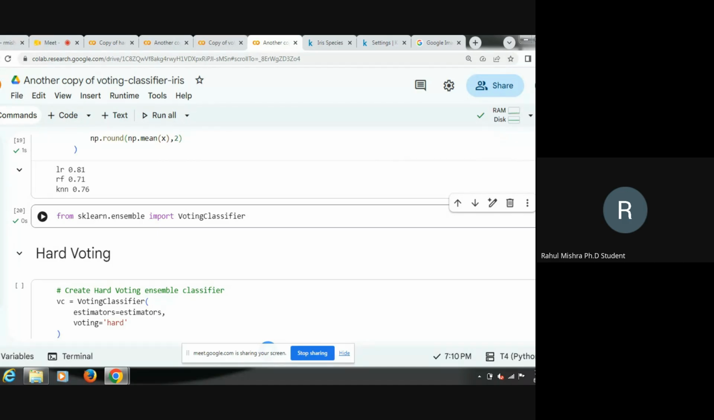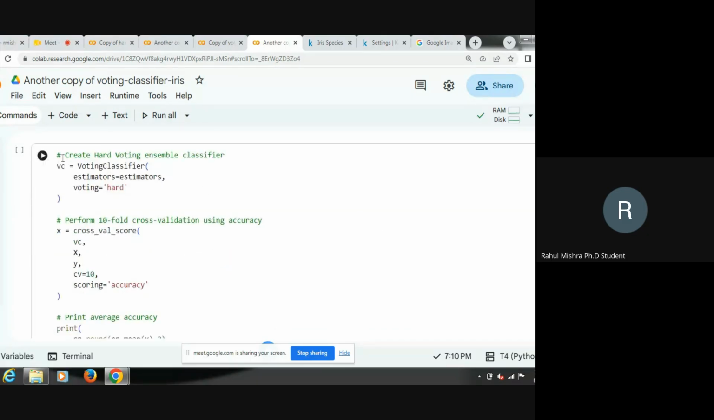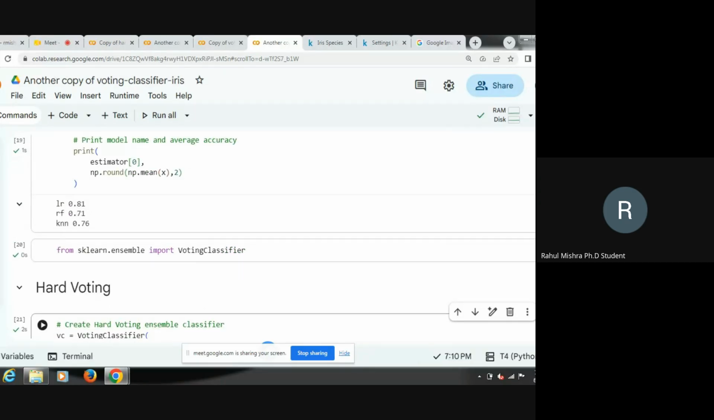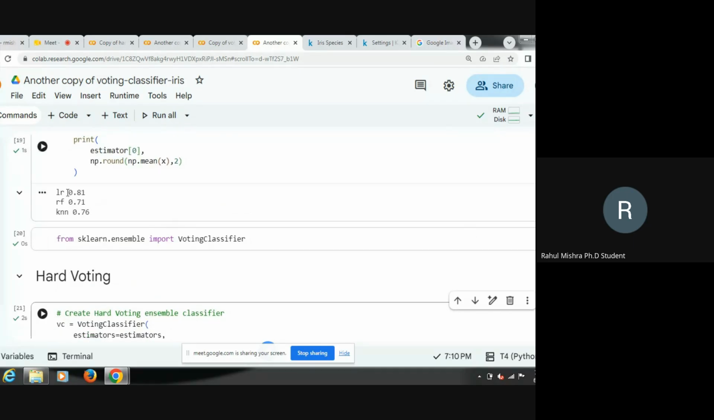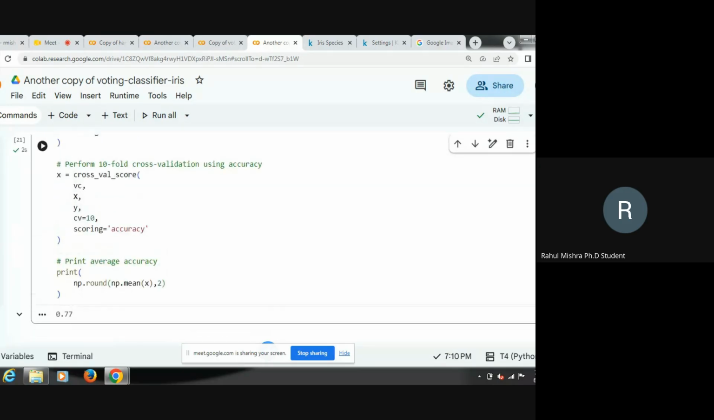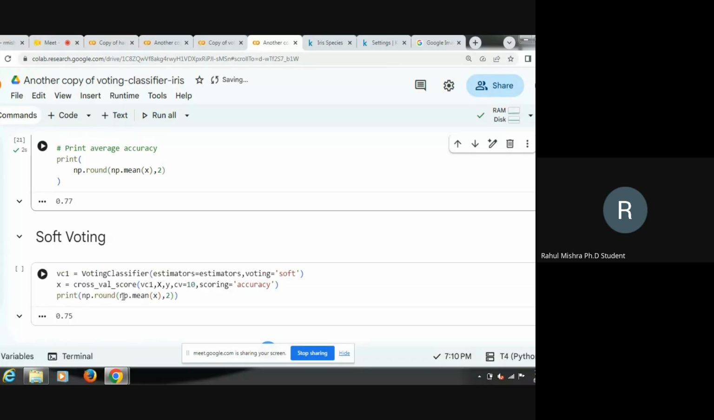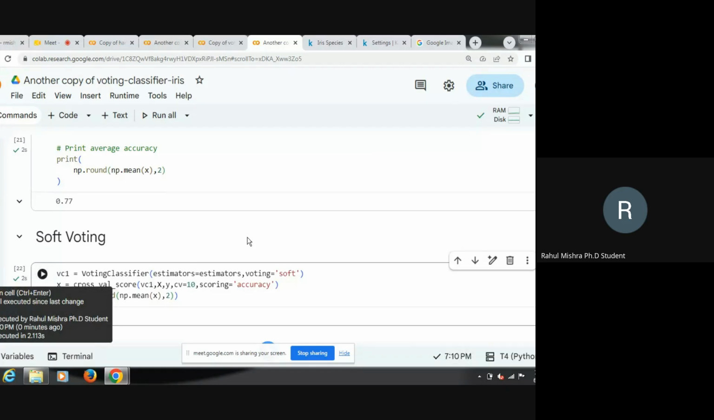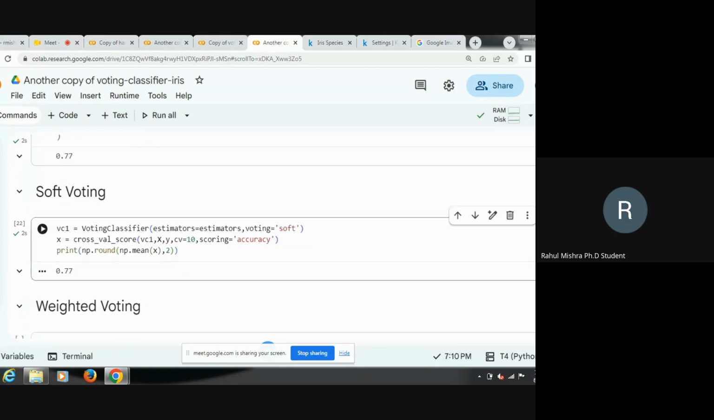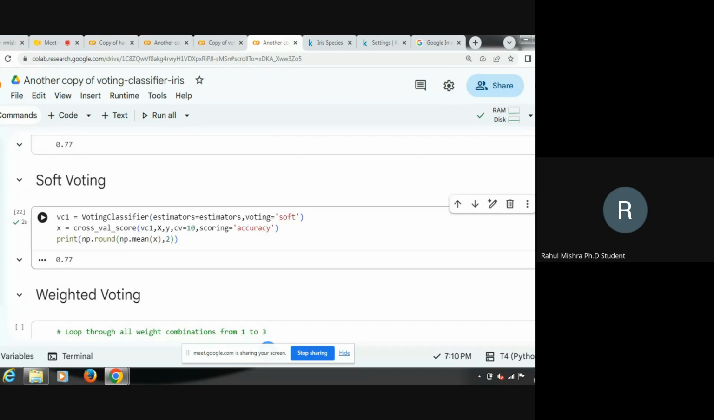Again, we are using the voting classifier, and we are using hard voting, soft voting, and weighted voting. Individually they are performing, and we find that the highest accuracy is 81%. So with hard voting, soft voting, and weighted voting, what could be the best result? Hard voting has given an accuracy of 77%. Let's see what about soft voting. We will run and see. Okay, so almost the same. I already told you that the data set is so small that the results may vary.